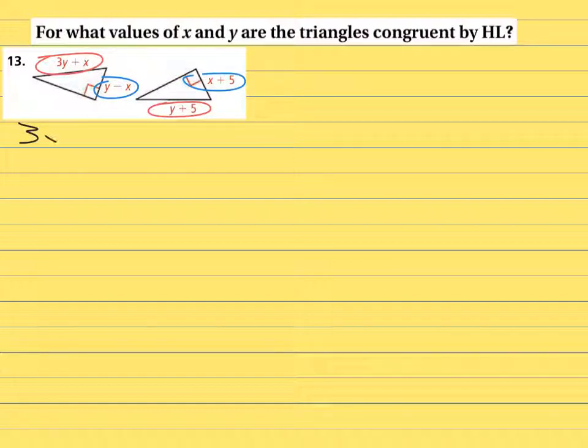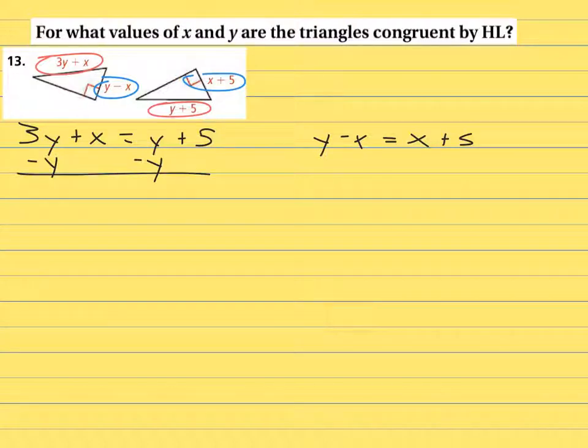So we've got 3y plus x equals the other one circled in red over here, y plus 5. Separately from that, we've got y minus x is equal to x plus 5. I'm going to juggle this around a little bit. I'm going to subtract y from both sides here just to simplify it, and we've got 2y plus x is equal to 5.